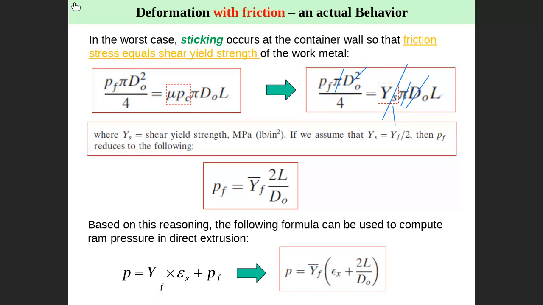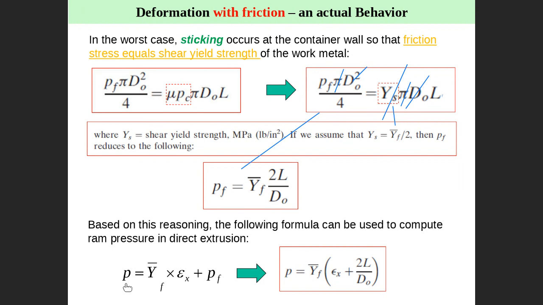From this equation, we can simplify and clean it to get the BF value. YS is Y bar flow divided by 2, then Y bar flow multiplied by, when you clean it, 2L divided by 2 TO. This is a part of the pressure required to overcome friction in the wall.